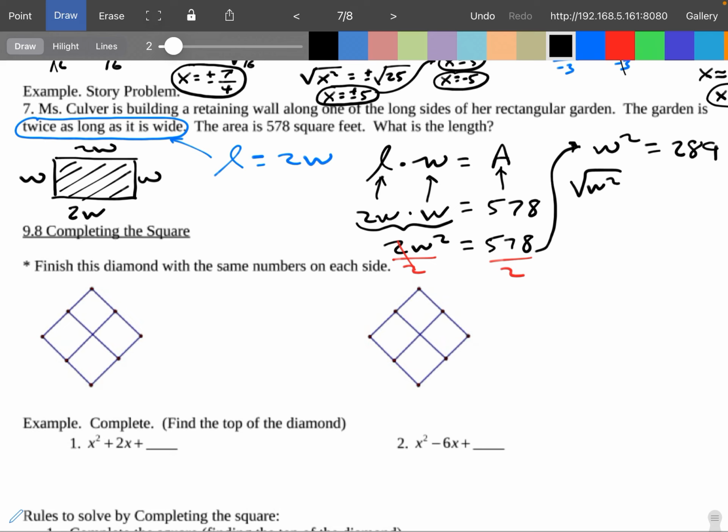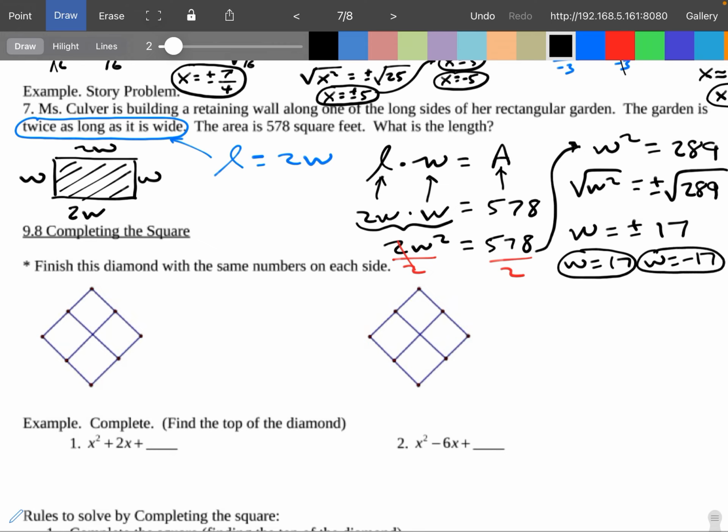Okay. Now I got the variable squared all by itself, so now I take the square root of both sides. I take the square root of W squared, set that equal to plus or minus the square root of 289. So the square root of W squared is just W equals plus or minus, what's the square root of 289? 17. Now, that means I got W equals 17, and I got W equals negative 17.